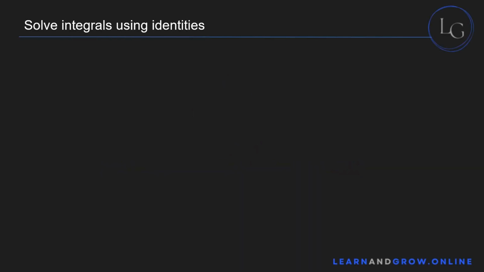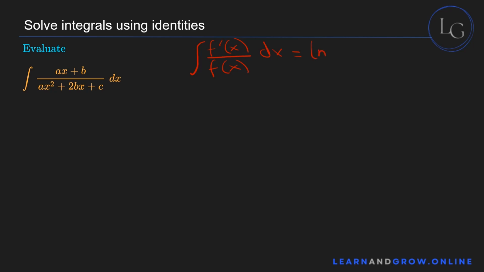Now let's solve integrals using identities. Now, there is one identity that states that if you have an integral in which the denominator has a function and the numerator has the derivative of that function, it will result in basically the natural log of the actual function, so f of x, and the constant of integration as well.